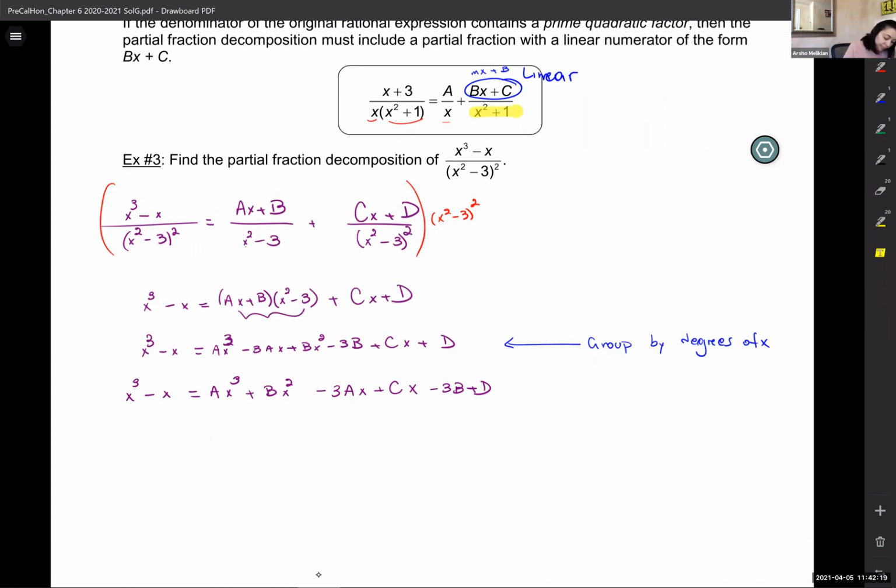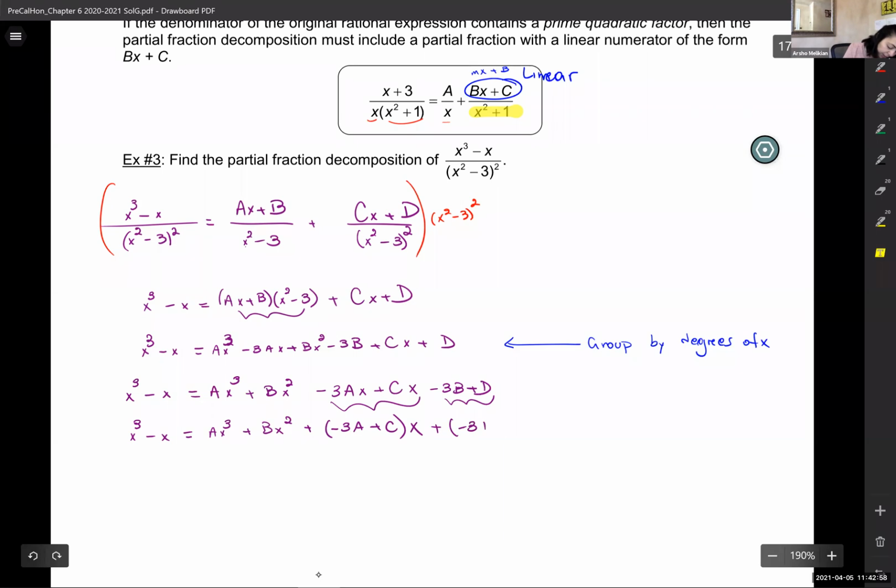Next, here's what we're going to do. X cubed minus x is equal to, okay, for the cubic term, I only have one term, so let's just copy it over. I only have one square term, let's copy it over. Here, we're going to factor out an x, but I want to put it at the end. So it's going to be plus negative 3a plus c times x. Okay, so I factored that to the right. And then plus, let's group these together because they're the constants.